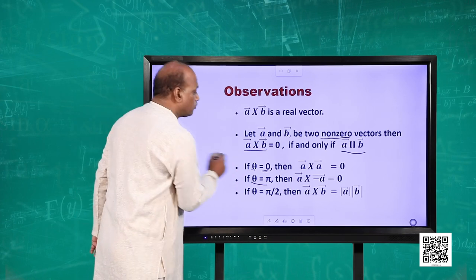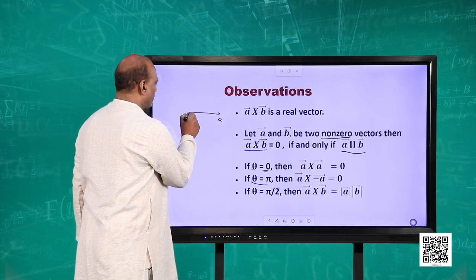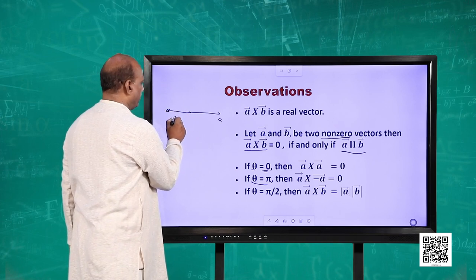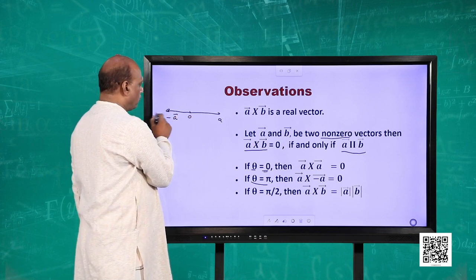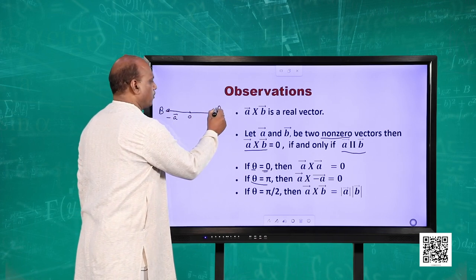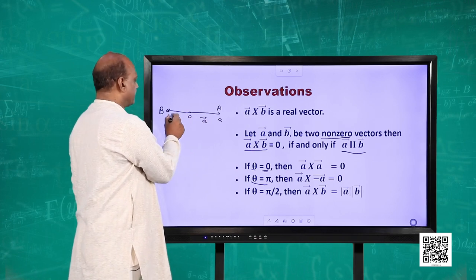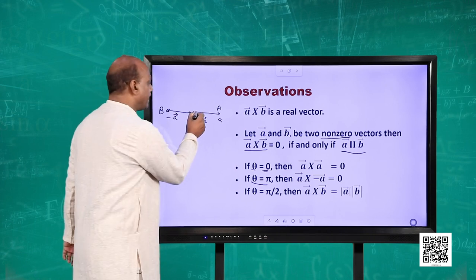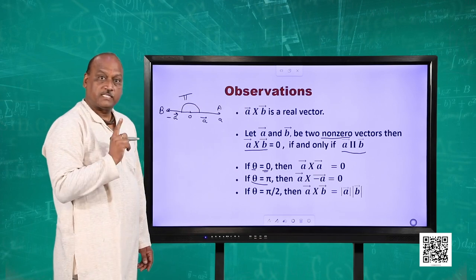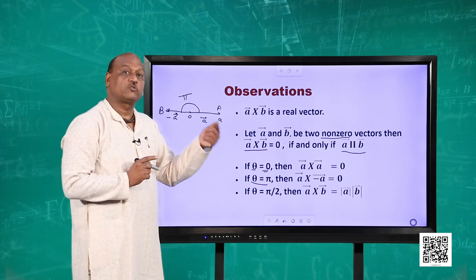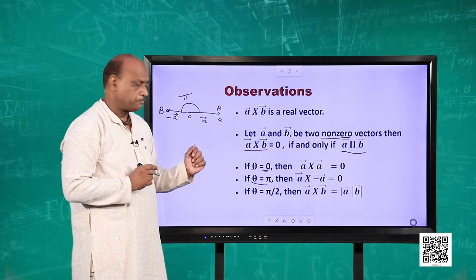If theta equals pi, then from origin O, OA is vector A and OB is vector minus A. So the angle between A and B is pi. Then sine pi is also 0, so the cross product of A and B equals 0.